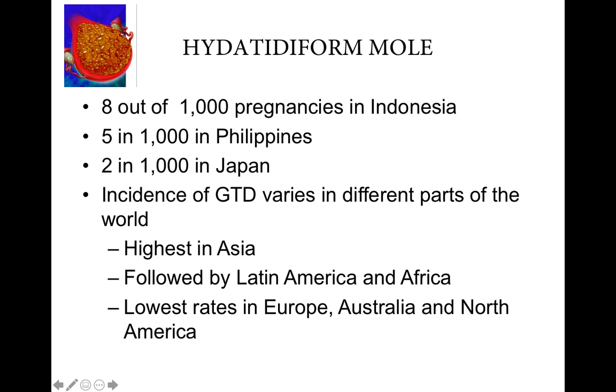An accurate estimation of the prevalence of gestational trophoblastic disease is difficult because of large data variation, as hospital-based data will be higher in your referral centers. The incidence of hydatidiform mole has been reported to be highest in Asia, Southeast Asia, compared to Europe and the United States. It was reported to occur in 8 out of 1,000 pregnancies in Indonesia, 5 in 1,000 in the Philippines, and 2 in 1,000 in Japan.